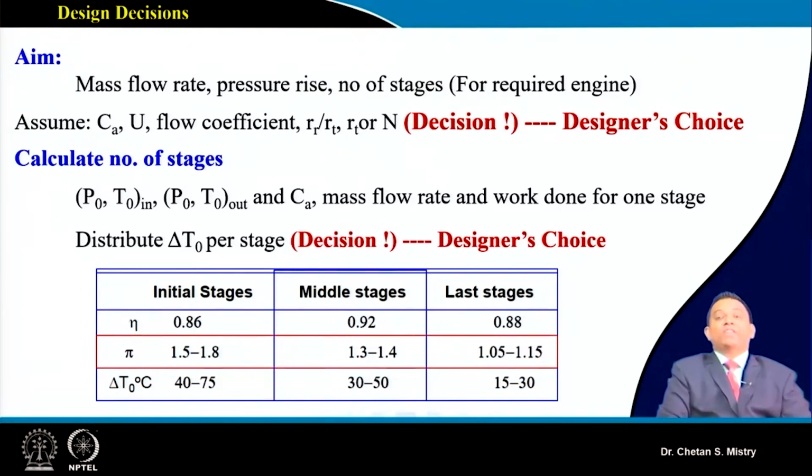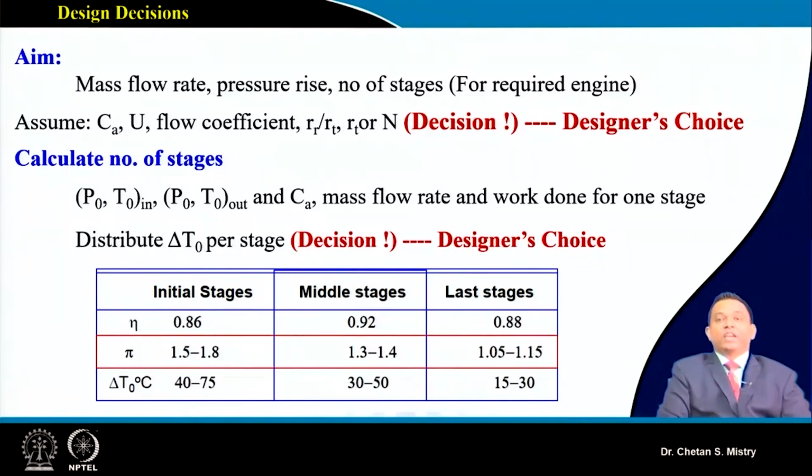Once we have decided the number of stages, we need to decide the distribution of pressure ratio and the assumed efficiency. For that we have discussed that for the initial stages we can expect a higher pressure ratio. The polytropic or per stage efficiency for the initial stages is lower, around 86%, and the pressure ratio we expect is 1.5 to 1.8.